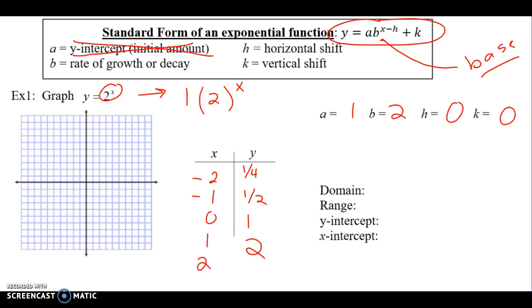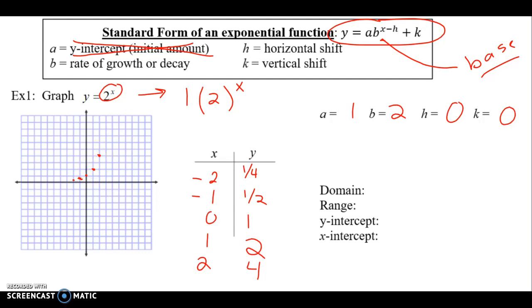And what is 2 to the second power? 4. So go ahead and plot these points. So left 2, up 4. So that's really close. It's kind of small. Left 1, up a half. Over 0, up 1. So our y-intercept is 1. Over 1, up 2. Over 2, up 4.